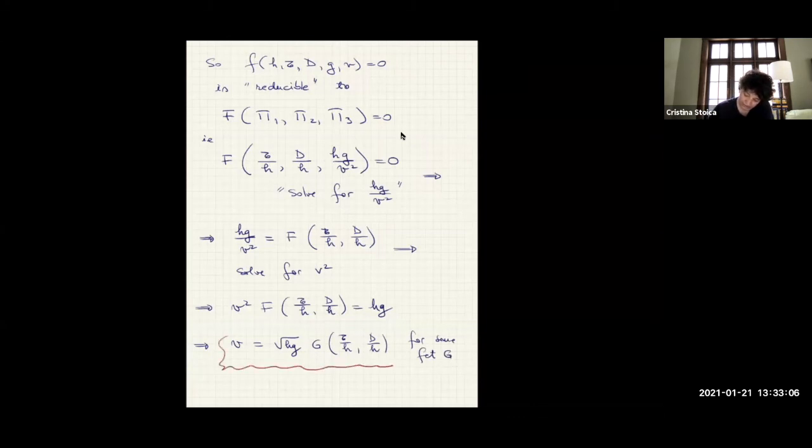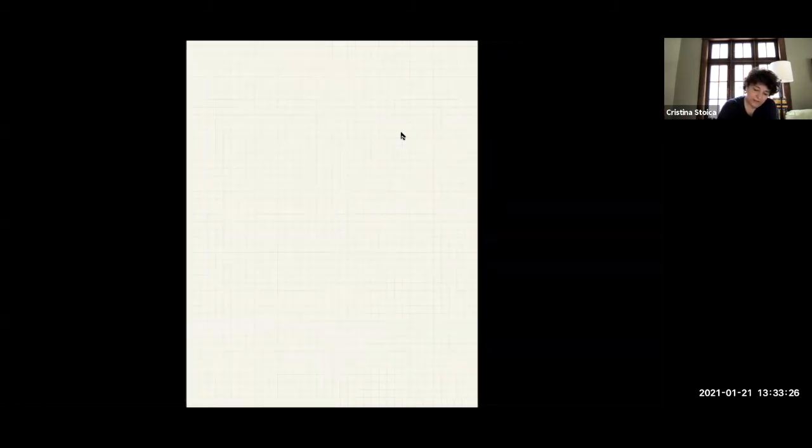So in other words, the velocity depends on the root of the product of the height of the domino pieces and g. Now if we want to play with this, it would be something like this: v equals root of hg times some function g. We don't know what it is.